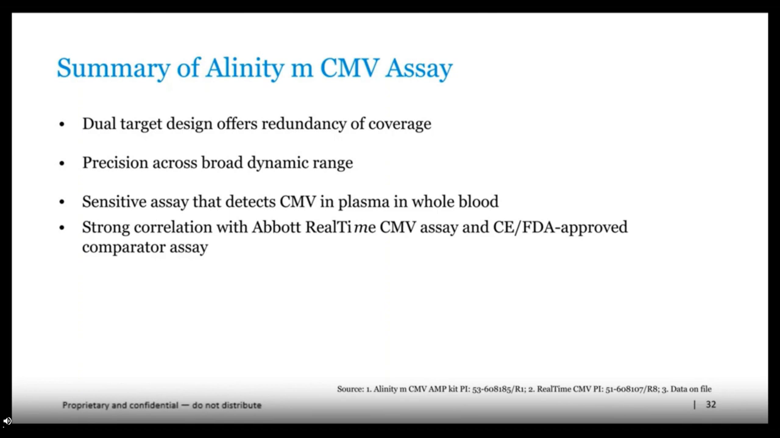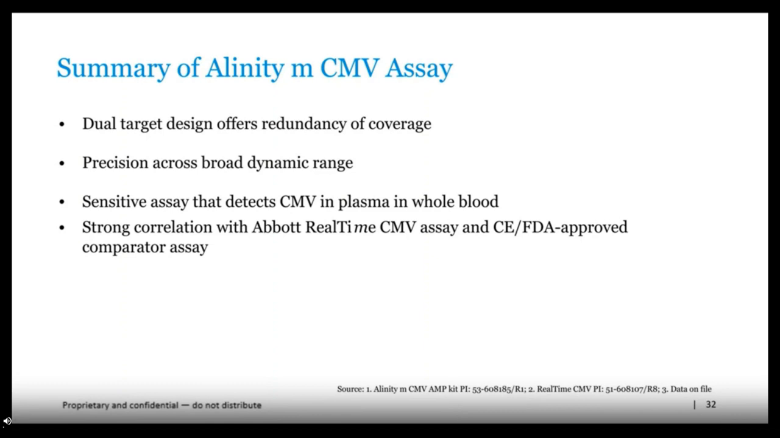So, summary of the Alinity M assay: dual target design offers redundancy of coverage and limits any genotype bias that might be associated with the assay. It is precise across a broad dynamic range. It's a sensitive assay that can detect CMV in both plasma or whole blood. And there is a strong correlation between the Abbott Alinity M assay and the Abbott real-time PCR assay with the FDA-approved comparator assays.